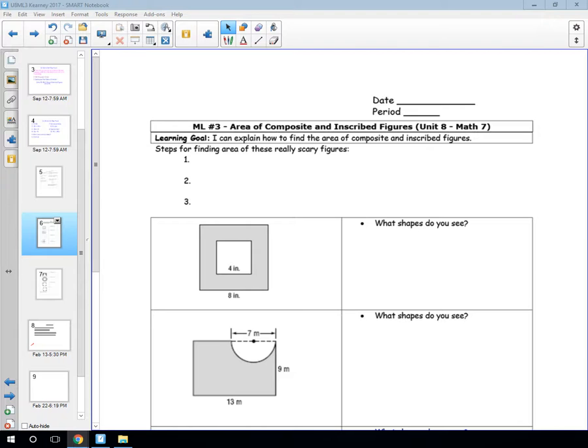On today's episode, we are going to be featuring how to find the area of really kind of crazy looking shapes. You can call them complex or composite or inscribed figures. Basically, we're going to talk about how to find the area if we put two shapes together. So take a moment and write at the top of your mini lesson: entry number 5.